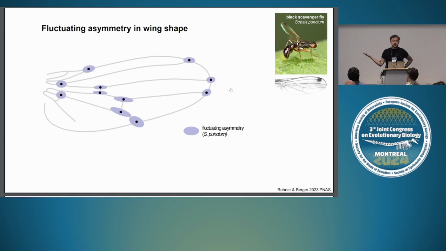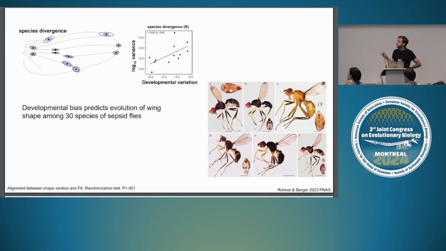So having established that, we can now ask, does this predict macroevolution in this clade? We did that by quantifying wing shape variation across 36 different species of sepsid flies, depending on whether you include subspecies or not. And we found that those dimensions that are developmentally most variable in this one species are also those that evolve the fastest across those species, suggesting, similar to what Houle et al. found, that developmental bias can predict evolution on a macroevolutionary scale.